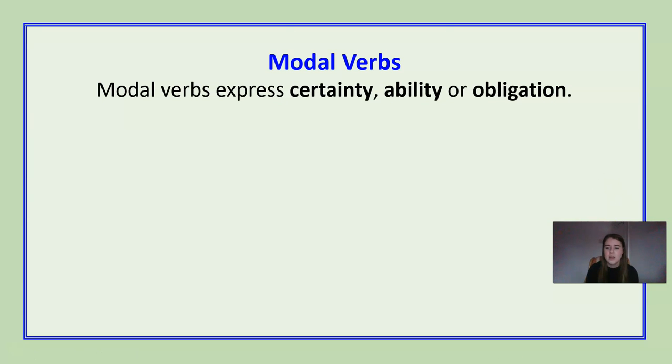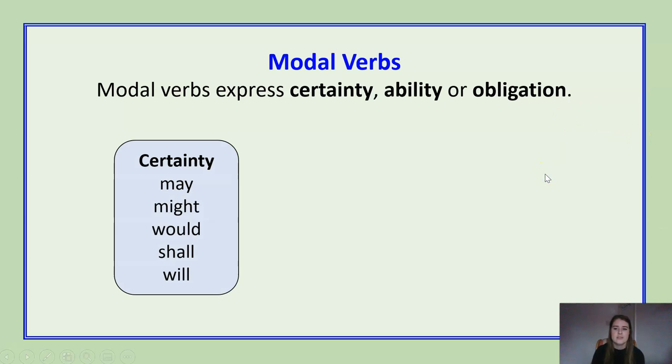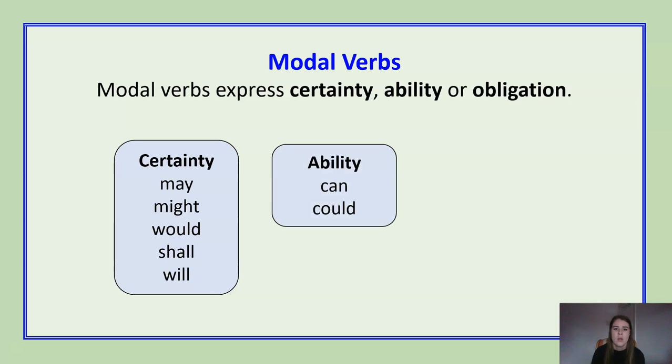So we are going to be looking at modal verbs. We're going to be looking at verbs that express certainty, ability, and obligation. I'll explain what those mean as we go along. So we have certainty. These are our modal verbs of may, might, would, shall, and will. This is going to describe whether we will or won't do something, very similar to the adverbs we looked at yesterday. We then have the ability of whether we can or can't or could or would be able to do those words. So we have can and could.